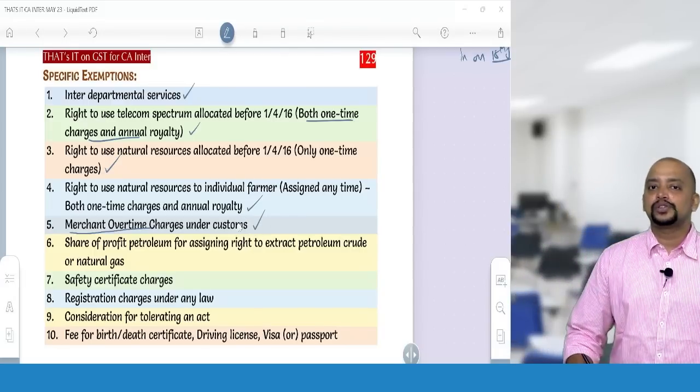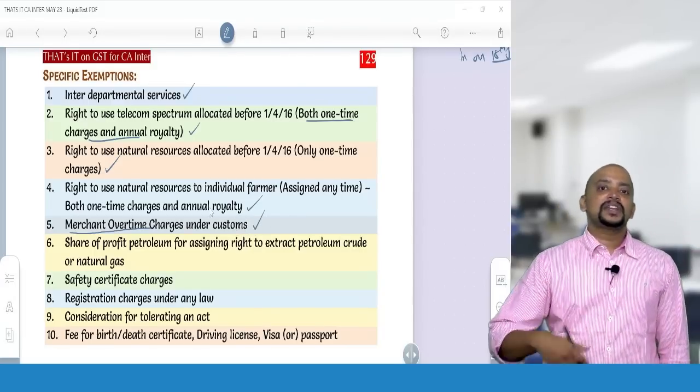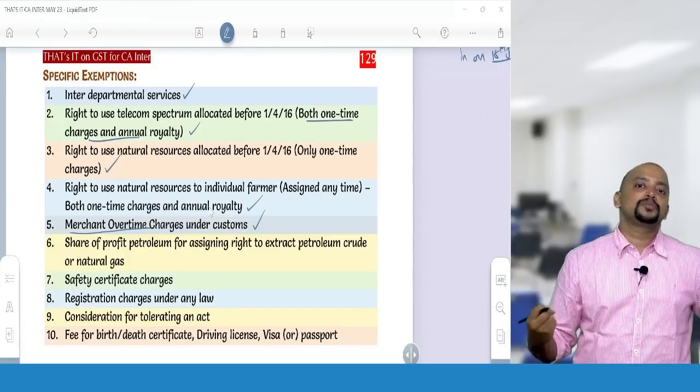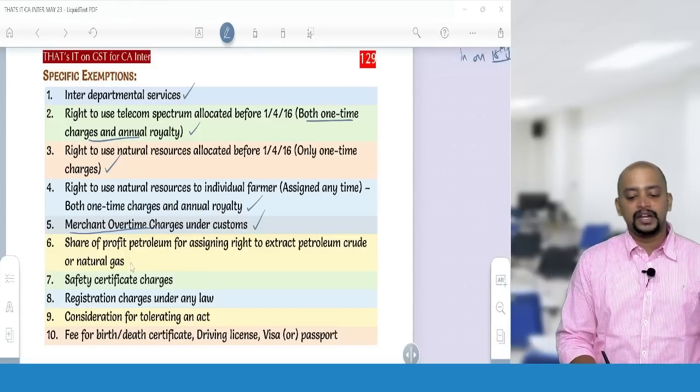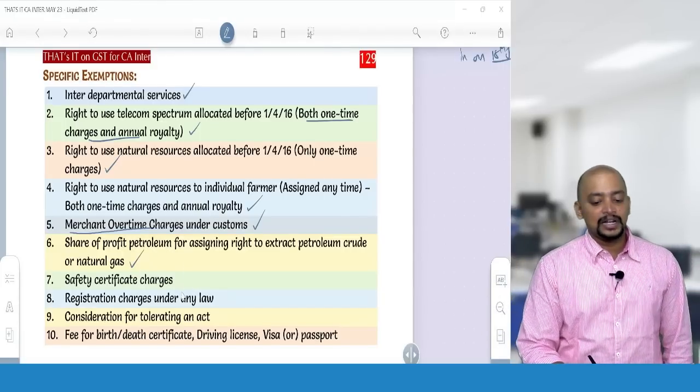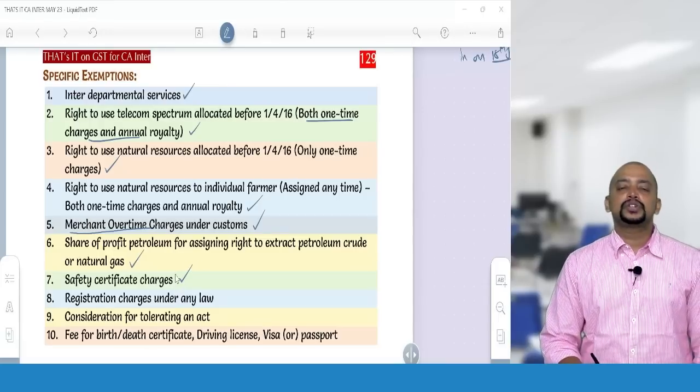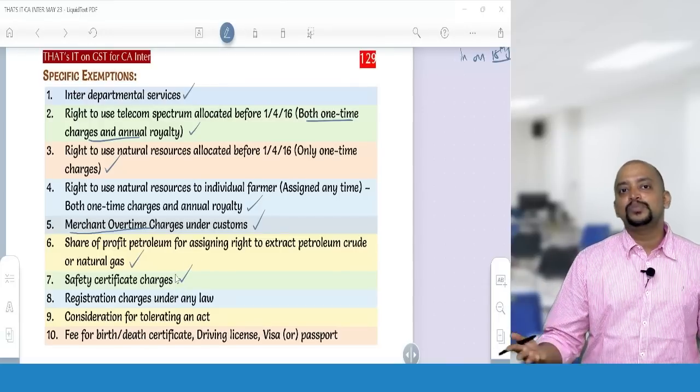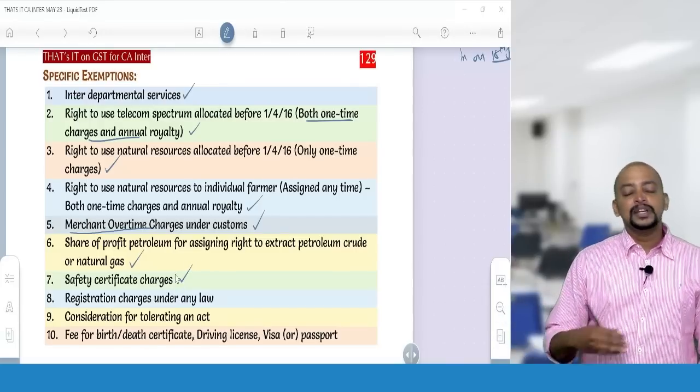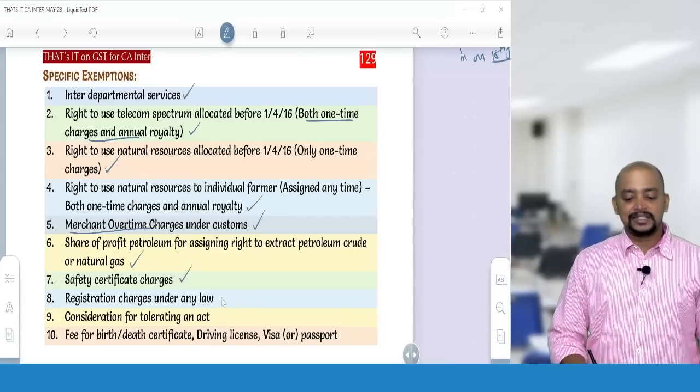Then profit petroleum. Whenever government is giving the leasing right to extract the petroleum crude or natural gas, they get a share of profit. That share of profit is exempted. Then safety certificate charges issued to the establishments which are dealing with the public at large. So that safety certificate charge is exempted.